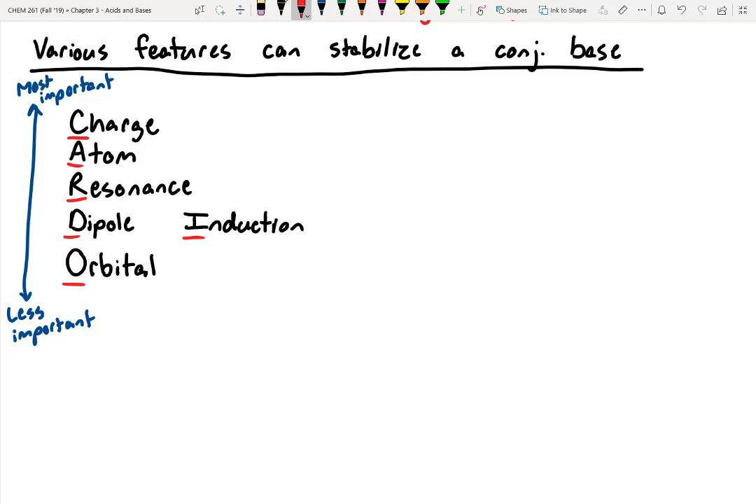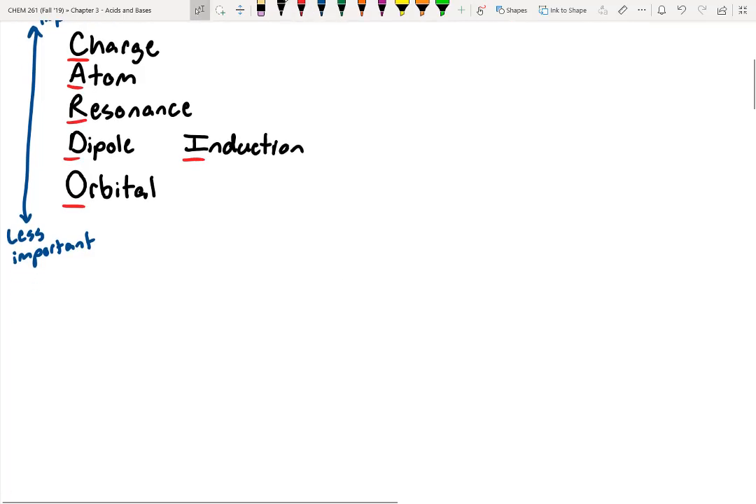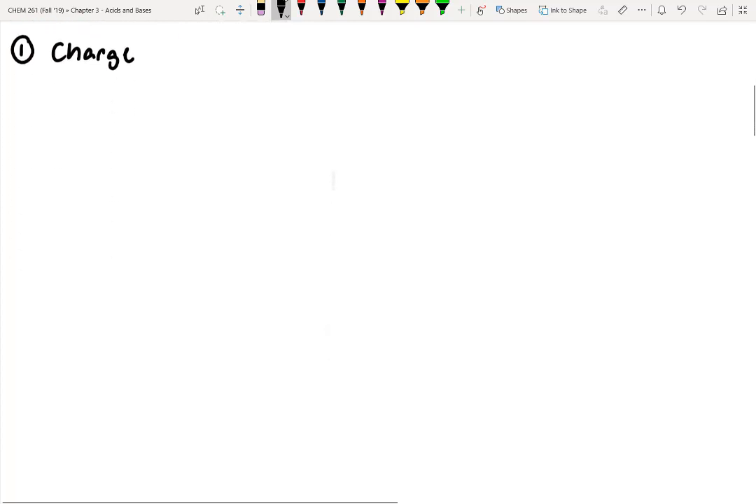There will be situations where there are outliers that don't fit these trends. However, my goal is never to trick you. I'll let you know if there's kind of an unusual one. All right, so let's walk through each of these. We'll start out with charge first. And I like looking at each of these with examples. All right, so first one. Makes a lot of sense.